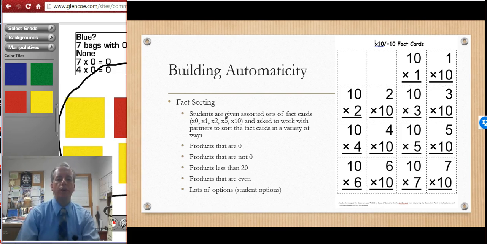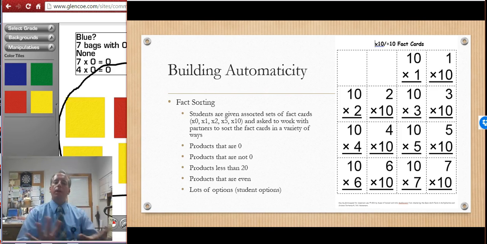Fact sorting. So if we give kids assorted sets of the fact cards, our times 0s, 1s, 2s, 5s, and 10s, they're going to work with a partner to sort them based on some rule that either we give them or they decide as a team. So let's find all the ones that have products that are 0 or not 0, or less than 20, greater than 20, that are even, whatever the attribute we want to pick is.